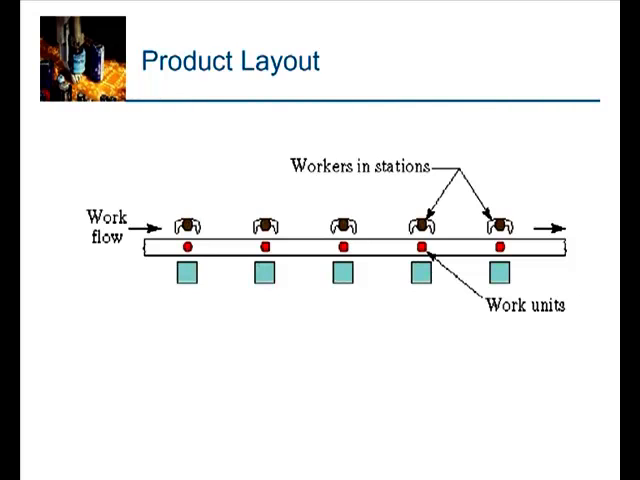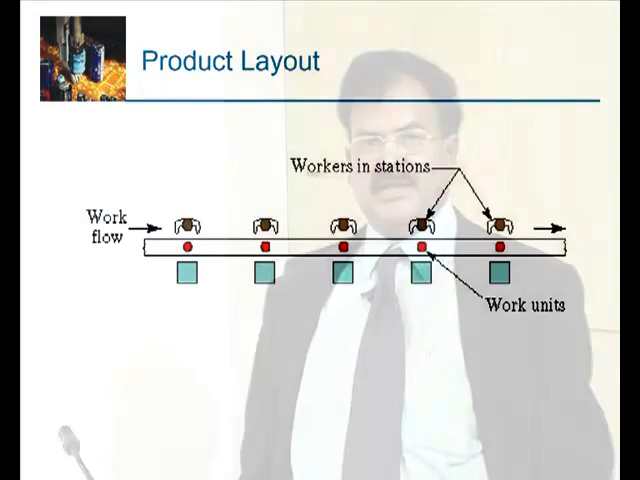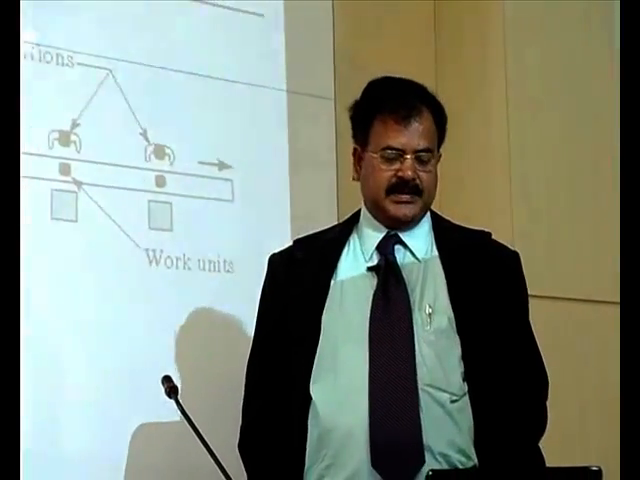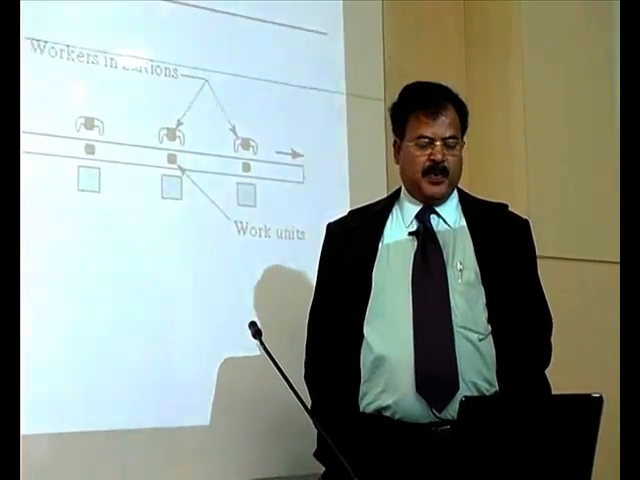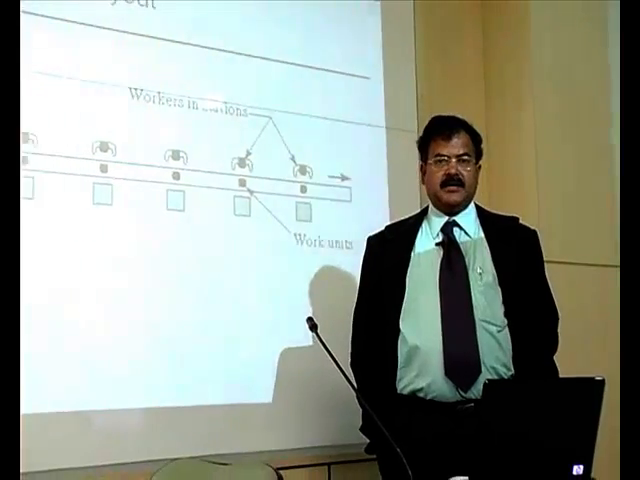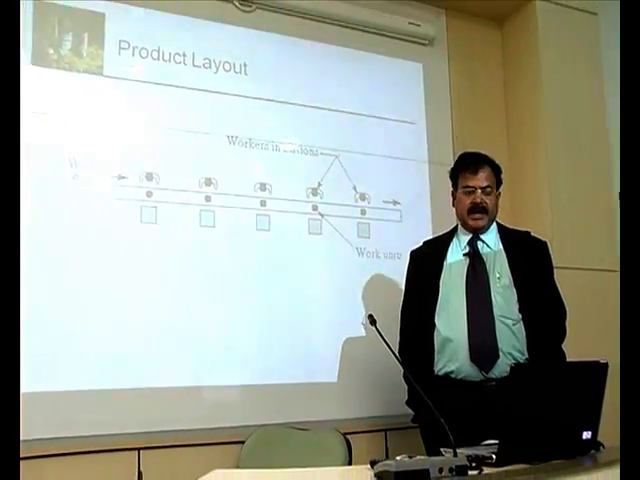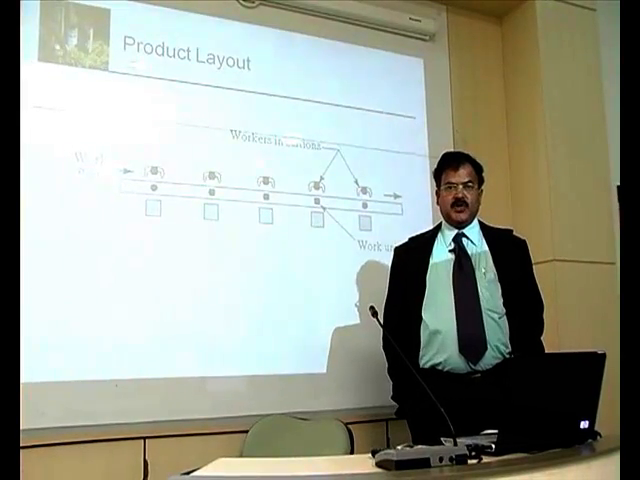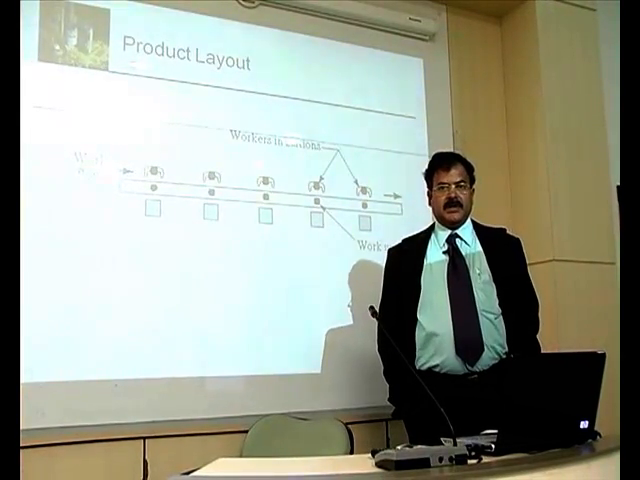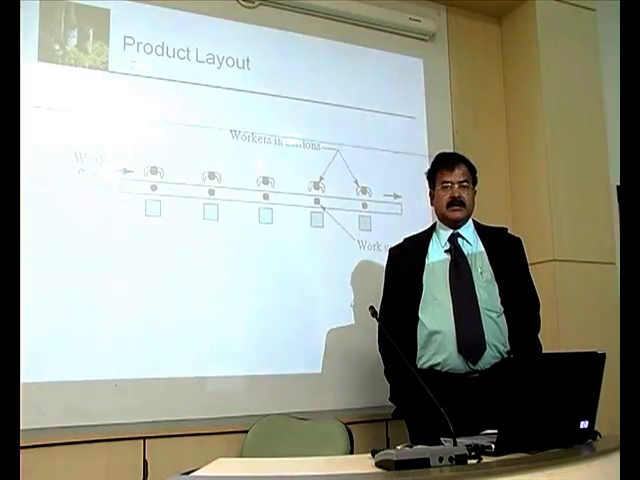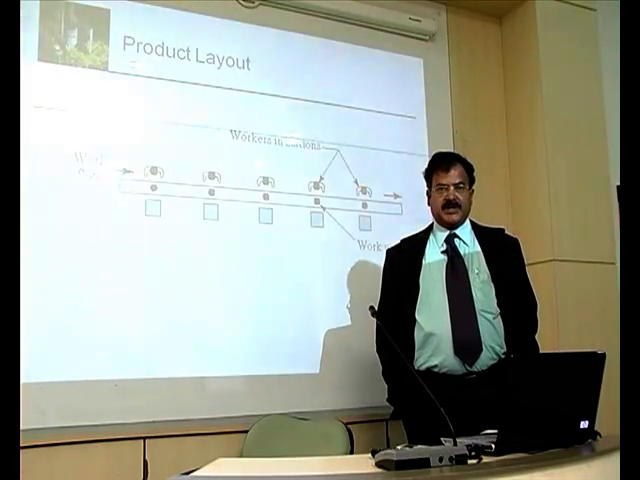In the product layout, the workflow starts at the first station. Raw material is launched at first station, and processing is done on the raw material at each station, and at the end of this line you get the finished product. Hence, this is used in mass production systems.